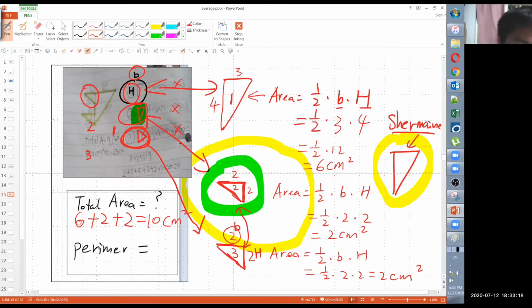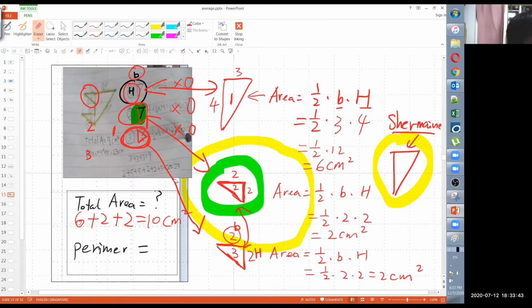And one more thing. Where's the unit? Can you see or not? Where's your unit? I can't see the unit. All right. So next, perimeter.